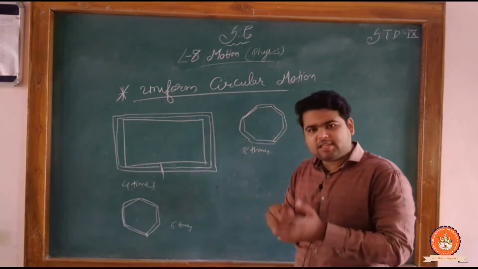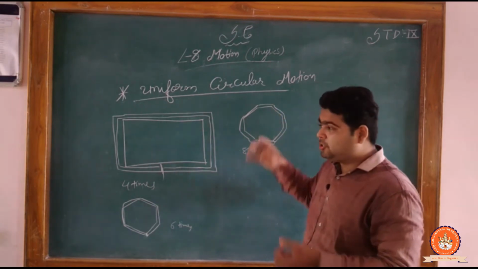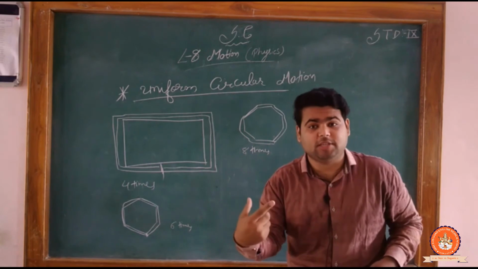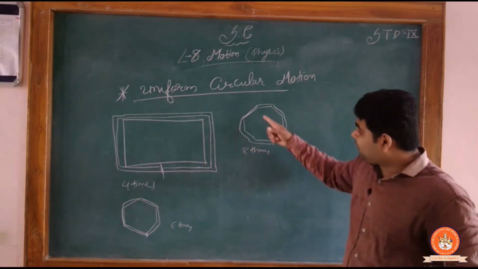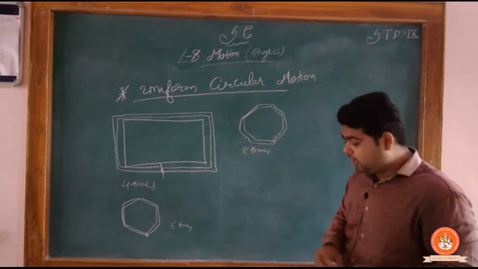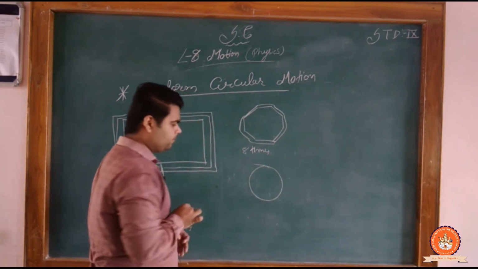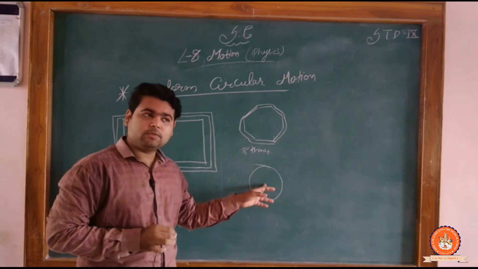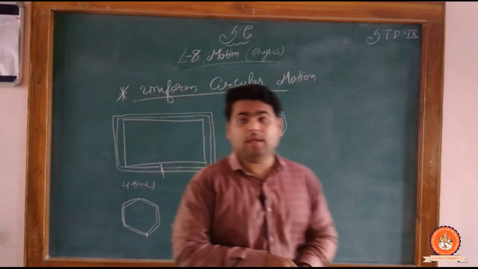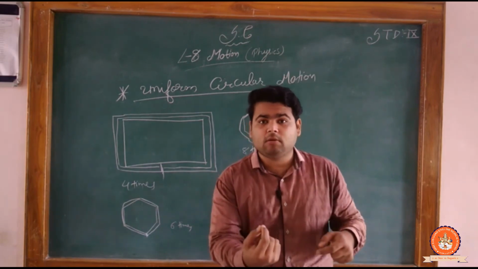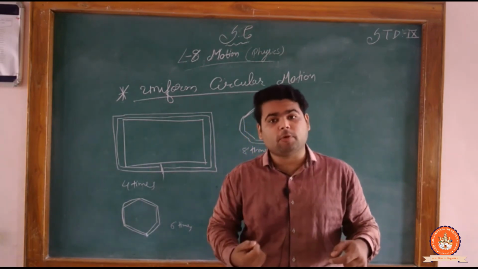As you increase the number of sides, what will happen? The speed changes will keep increasing. Means what? If I increase many more sides, then it looks like what? Circle. It will become like a circle. Means what? If there is a circle, then is it possible to change the speed each and every second? No, it is not possible.